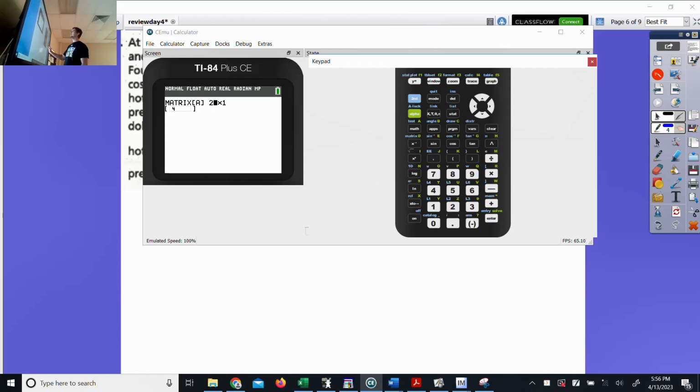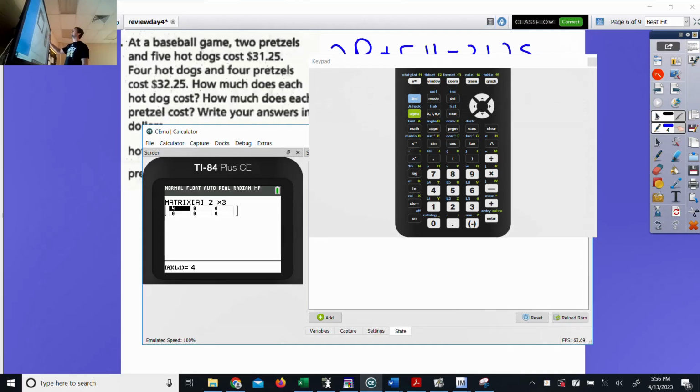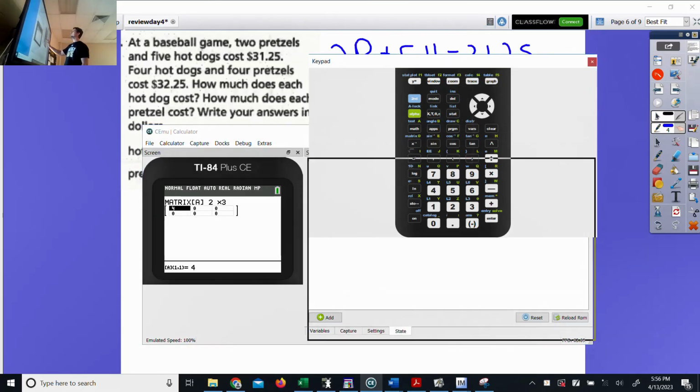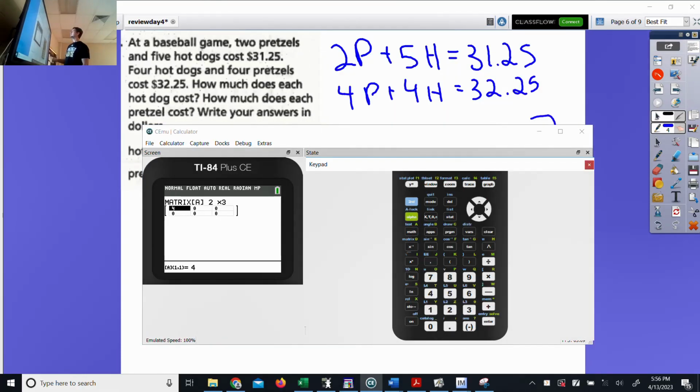This was a 2 by 3 matrix. The first row is the coefficients.